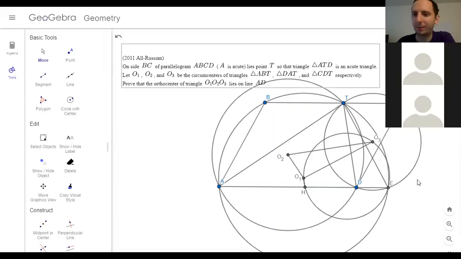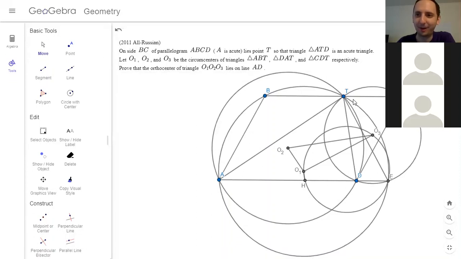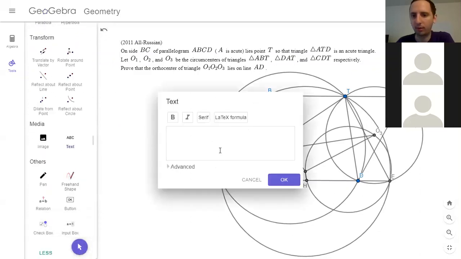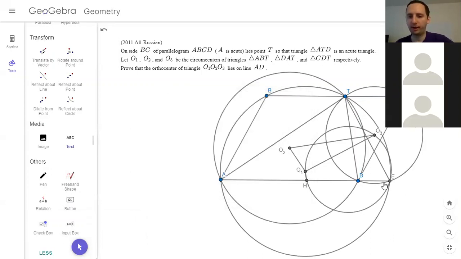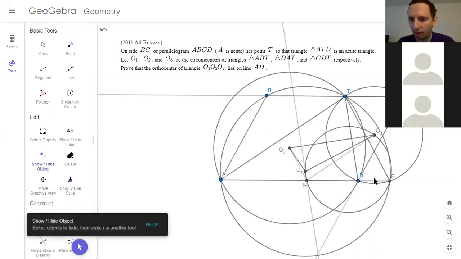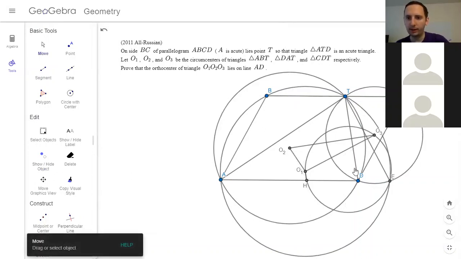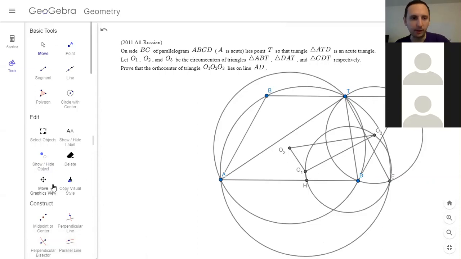So someone else joined. I'm not sure who, but let me write out Animal's solution. Just a second. Okay. So first, I'm going to show that AD and E are collinear. Let me hide a couple things. So we want to let CDT meet ABT at point E.